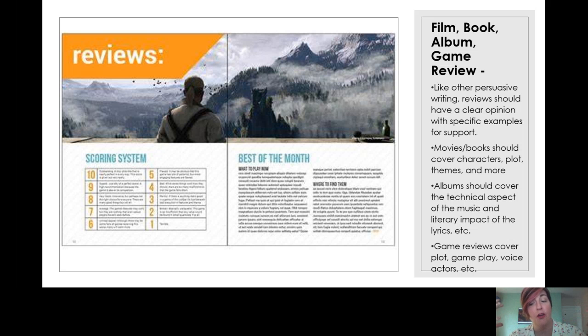So they are persuasive writing. Remember, we talked about that. You're going to give some background information. You're going to give some details. But ultimately, you wrap up with, what's your opinion? So they should have a very clear opinion and then support it with specific examples. So movies and books, if you're doing a review like that, you're going to talk about characters, the plot or story, the theme, the big moments, and the things that we're supposed to learn from it.